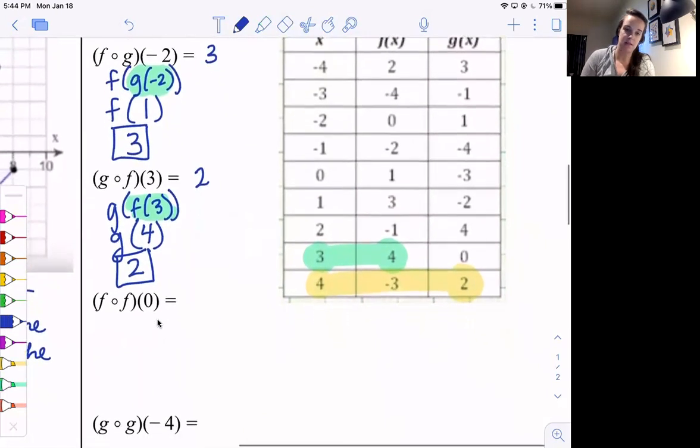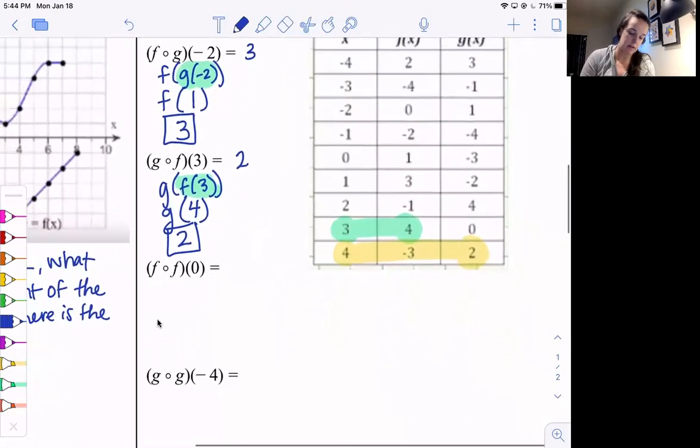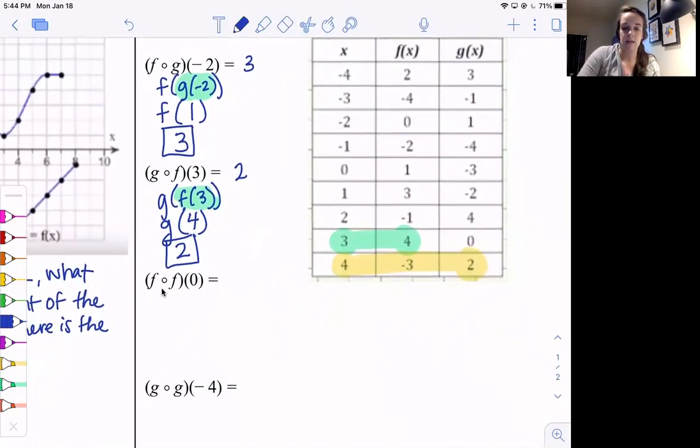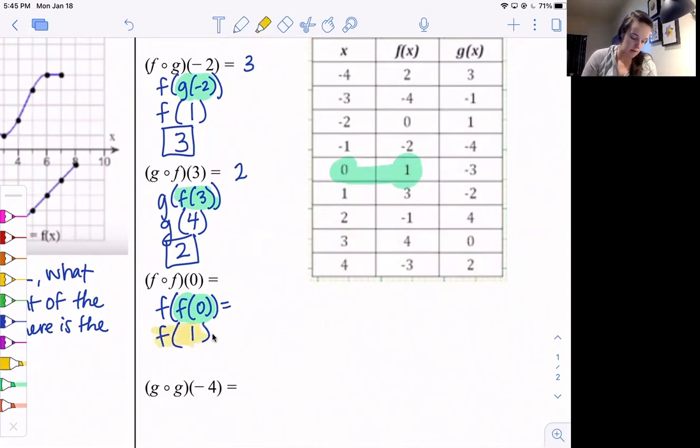If you haven't yet paused, there are 2 more problems here. Highly recommend pausing and trying on your own. This one means f of f of 0. So first I'm going to find f of 0. I'm going to go to where x equals 0. What's f? It's at +1. So now I need f of 1. I'm going to go to where x equals 1 and go to f, which is +3. So this equals 3.